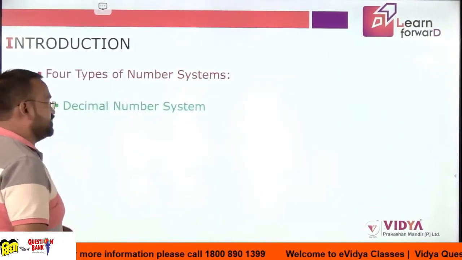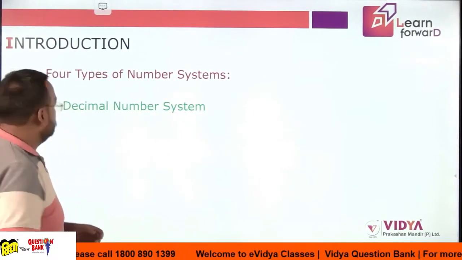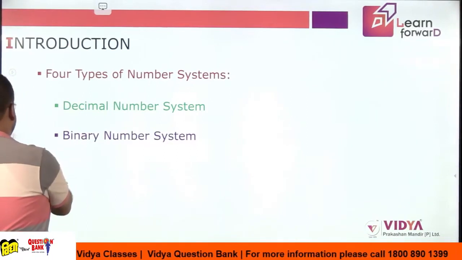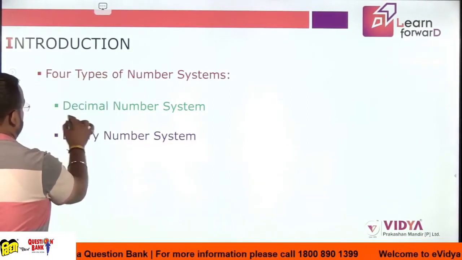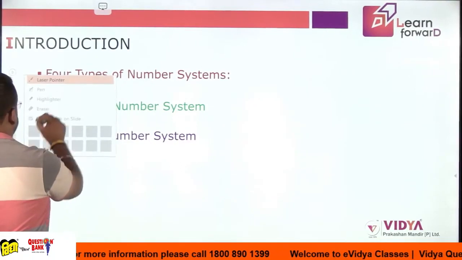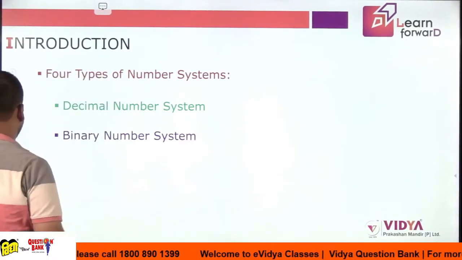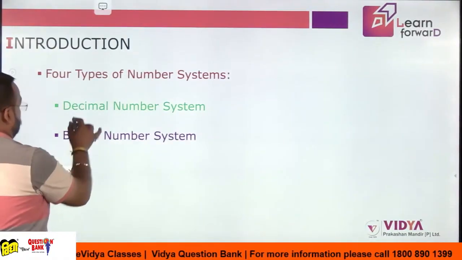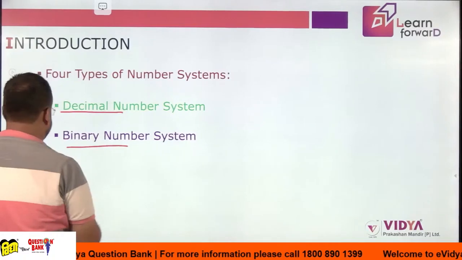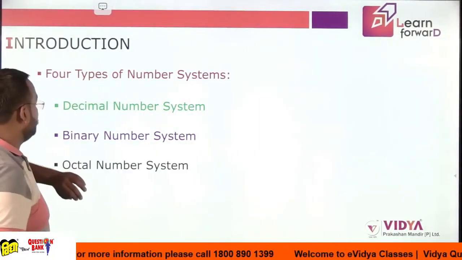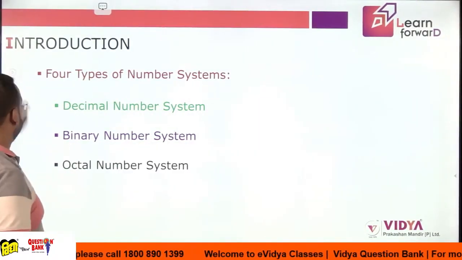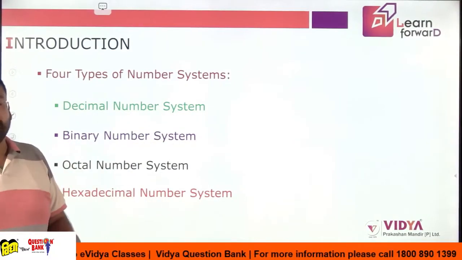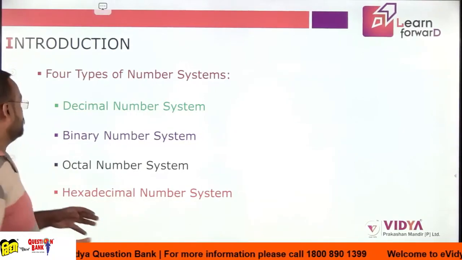In a digital computer system, we have 4 types of number systems. First is the decimal number system. Second is the binary number system. Then we have the octal number system and the hexadecimal number system. So basically these are the four types that your computer system generally understands.